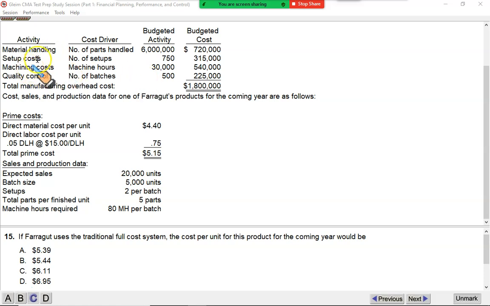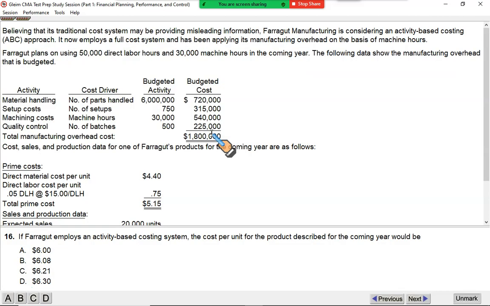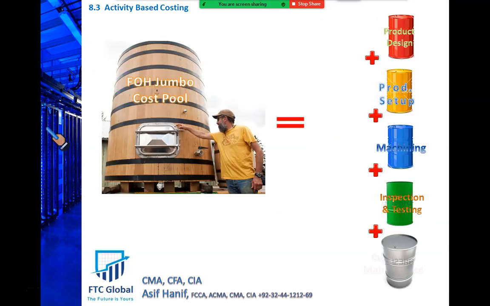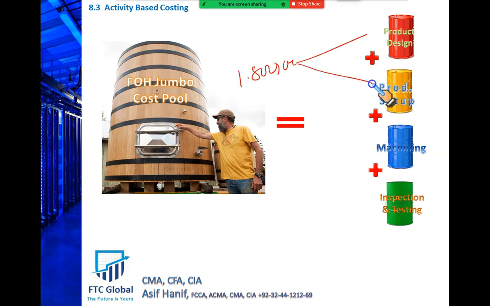Now, there are 4 different types of activities: material handling, setup cost, machining cost, quality cost. Now come back to what I want to tell you. We have these 4 cost pools, let's say 4. We will transfer this 1.8 million, some here, some here, some here, some here, and we will calculate. These are the cost pools. Remember, gentlemen, it's a very, very fine question. So I have divided this jumbo cost pool of 1.8 million into these 4 separate cost pools.